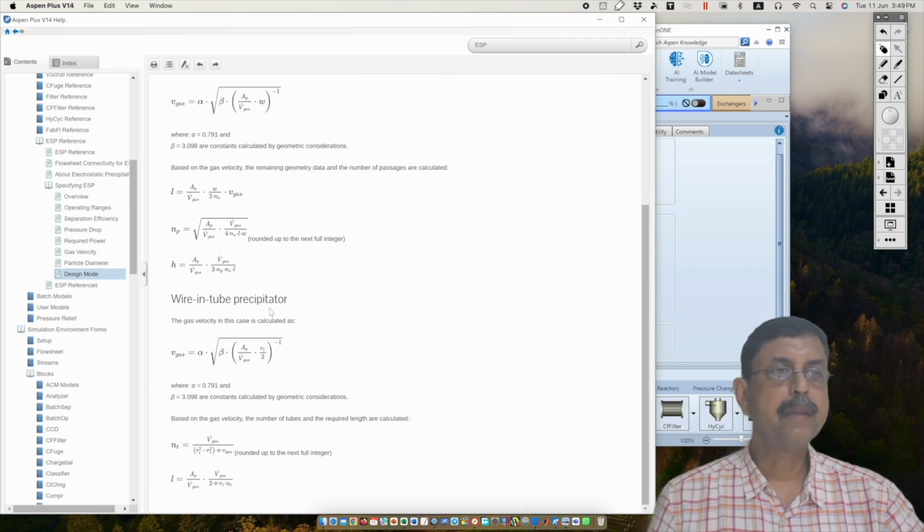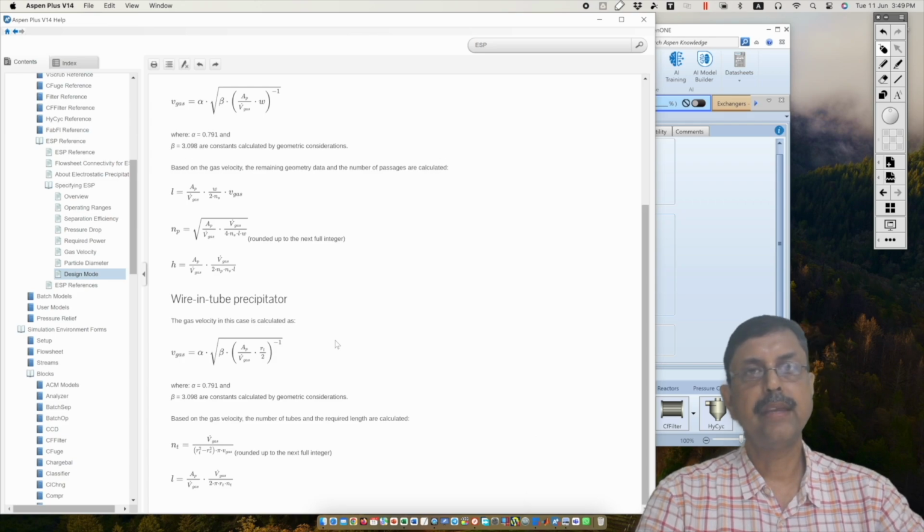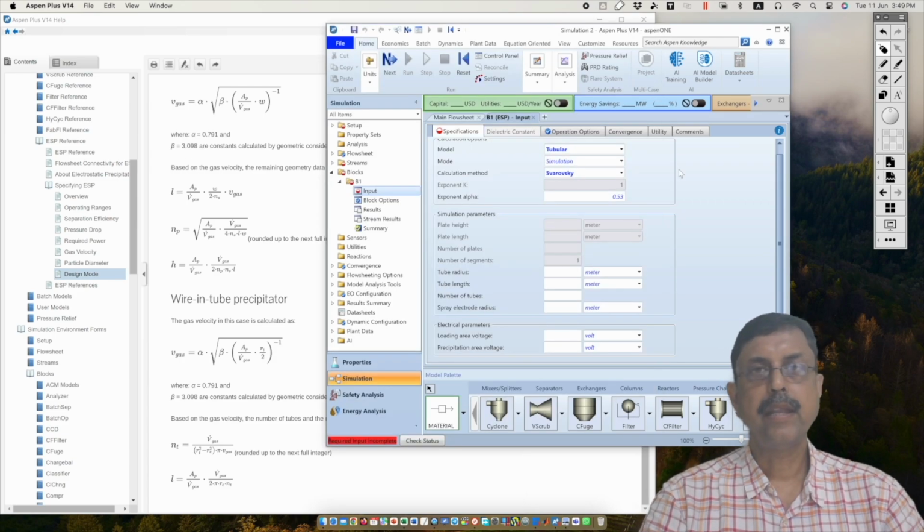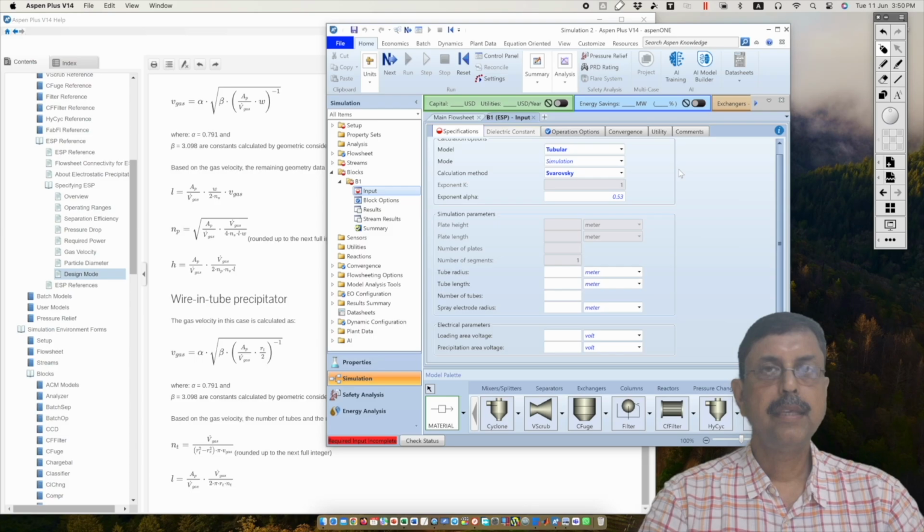Similarly, wire and tube precipitator also has its own set of equations. You can go through them and understand it better. Now let us solve an example problem so that we can understand the application of ESP better.